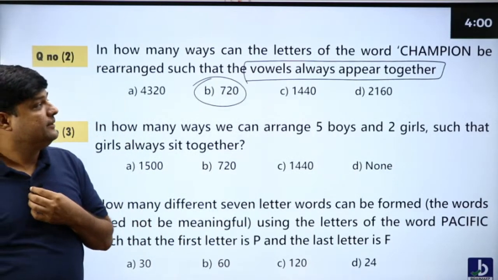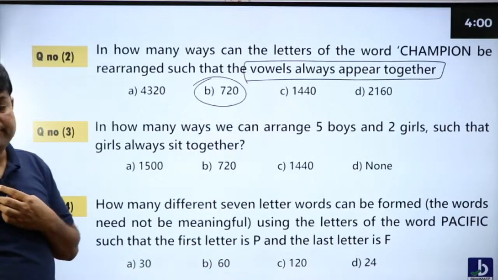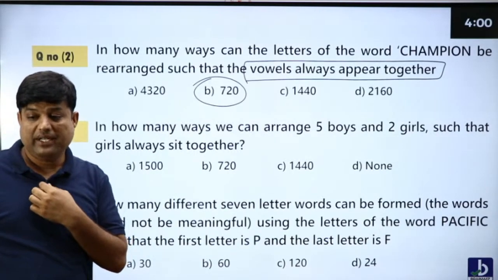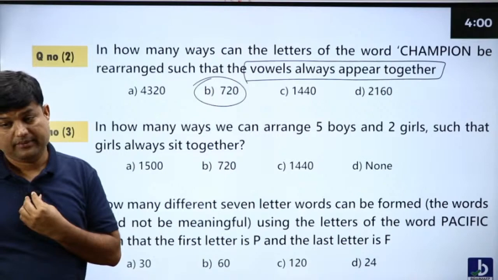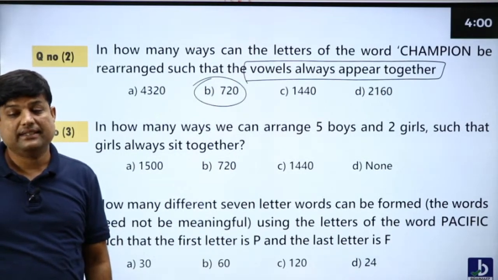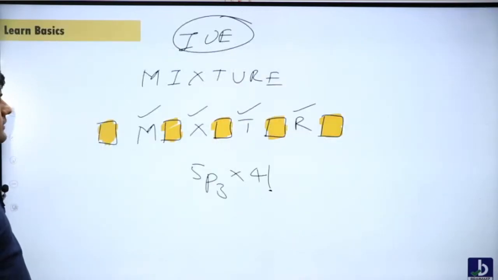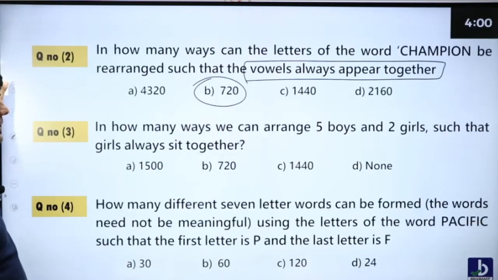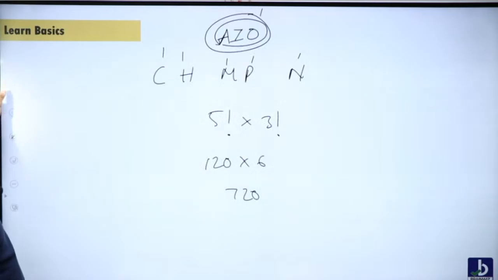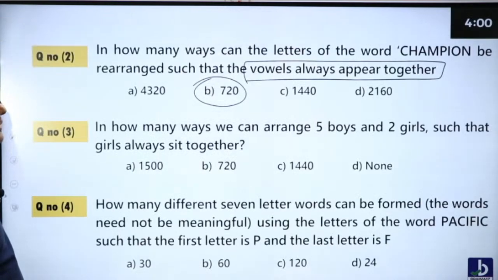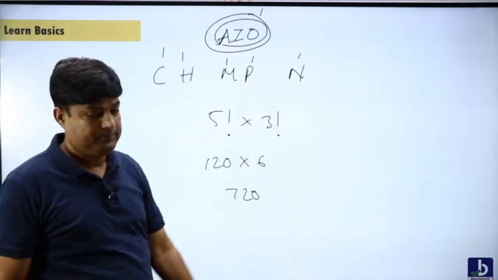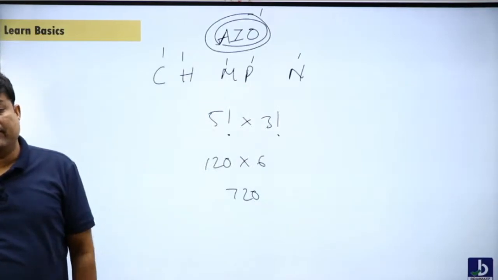This is B. Are you understanding, every student? But many people have got the answer as A. Okay, that is 720 into 6. Are you sure, everybody? CHAMPION. Are you understanding, everybody? Clear? So the first one is what?